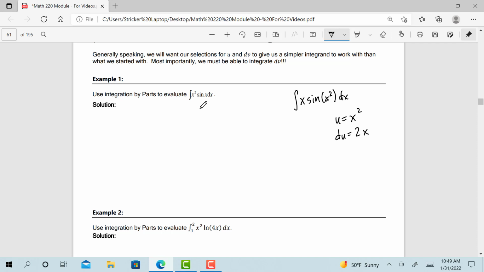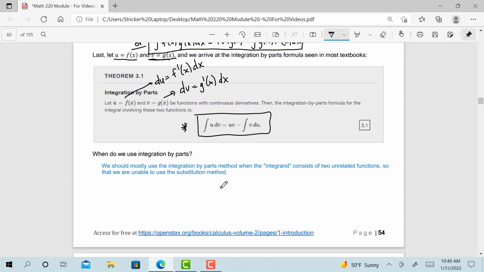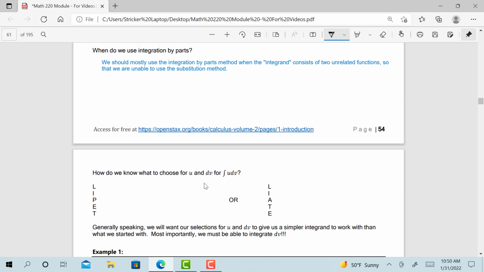Again, in example 2, we have two functions here that are unrelated, so we're going to need a different method. In this case, the method we're going to use is the integration by parts method. Now, the thing that is sometimes the most difficult is, if we come back to our method, there's two parts here: the u part and the dv part, and we need to decide which part of our integral we want to let be u and which part we want to let be dv. There's a nice little memory mnemonic that can help us with that. So how do we know when to choose u and dv for the integral of u dv?